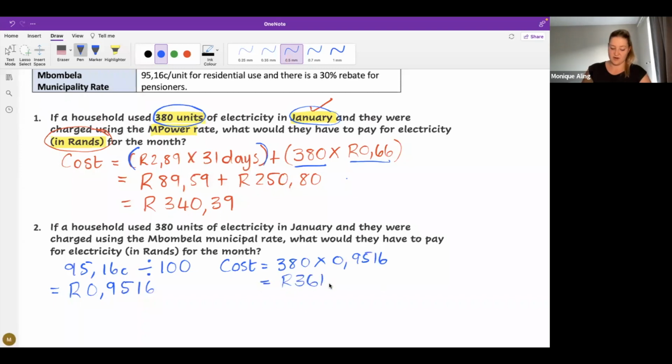Okay, 361.608. Good. And now that is the final answer, we can round that to 2 decimal places, right? Yes. Which gives us 361.61. Great rounding.